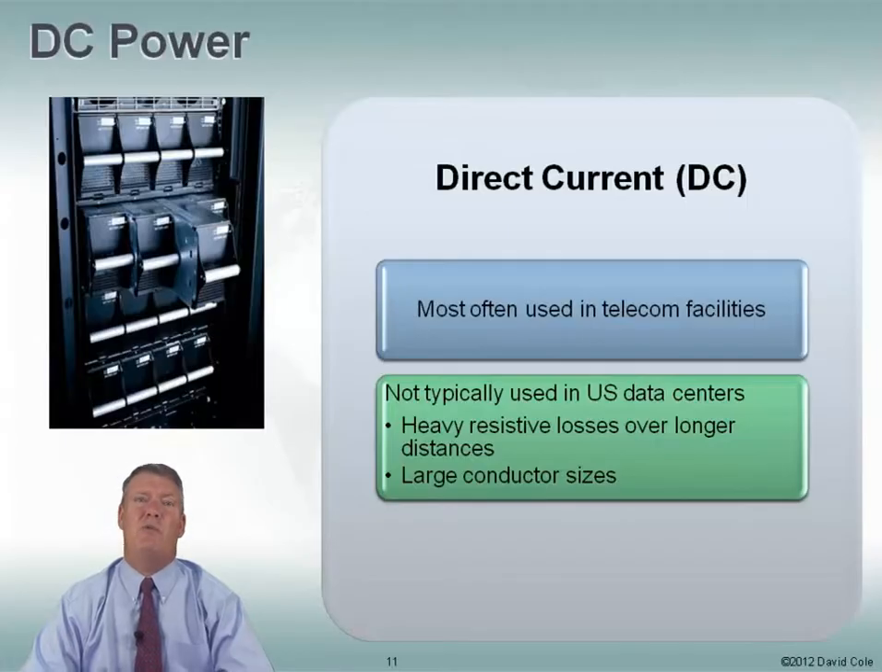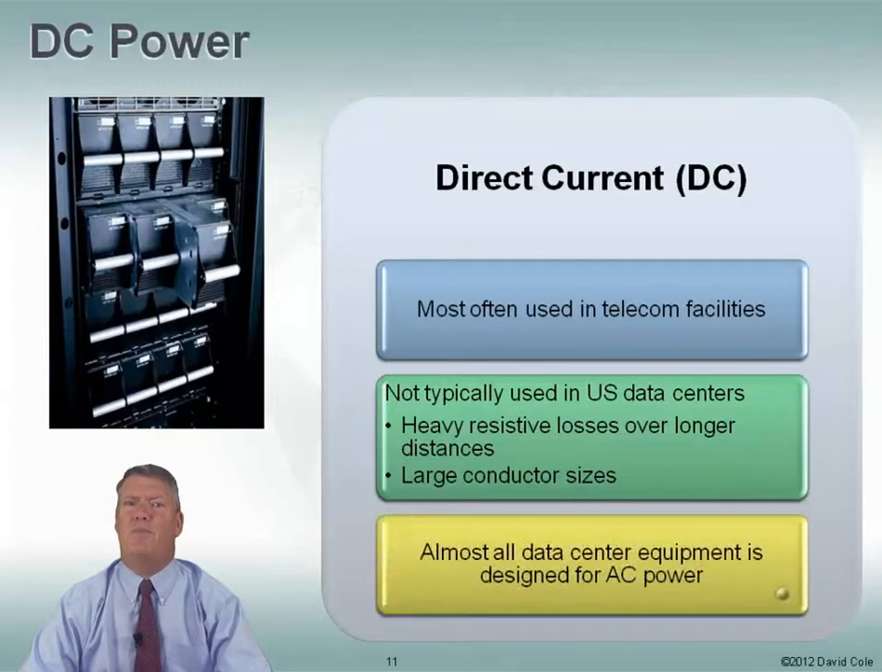We have very heavy resistive losses over longer distances, right? So it's hard to carry large amounts of power a long distance using direct current. And we also have large conductor sizes, and that means it's expensive for us to wire in direct current. There are some instances where we'll see direct current in a data center, but it's not typically used.